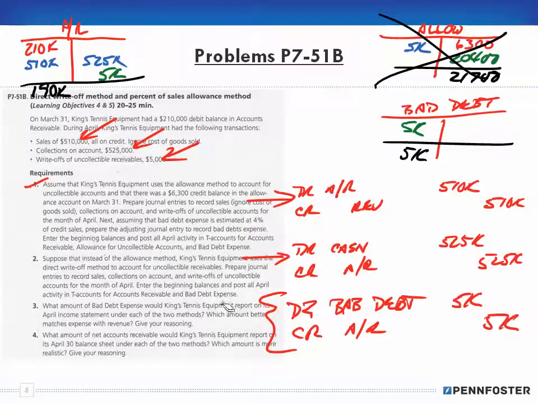All right, so hopefully you paused the video and wrote all of that down, and that was number two. Now number three. What amount of bad debt expense would King's Equipment report on its April income statement under each of the two methods? Which would better match expenses with revenues, and give your reasoning?